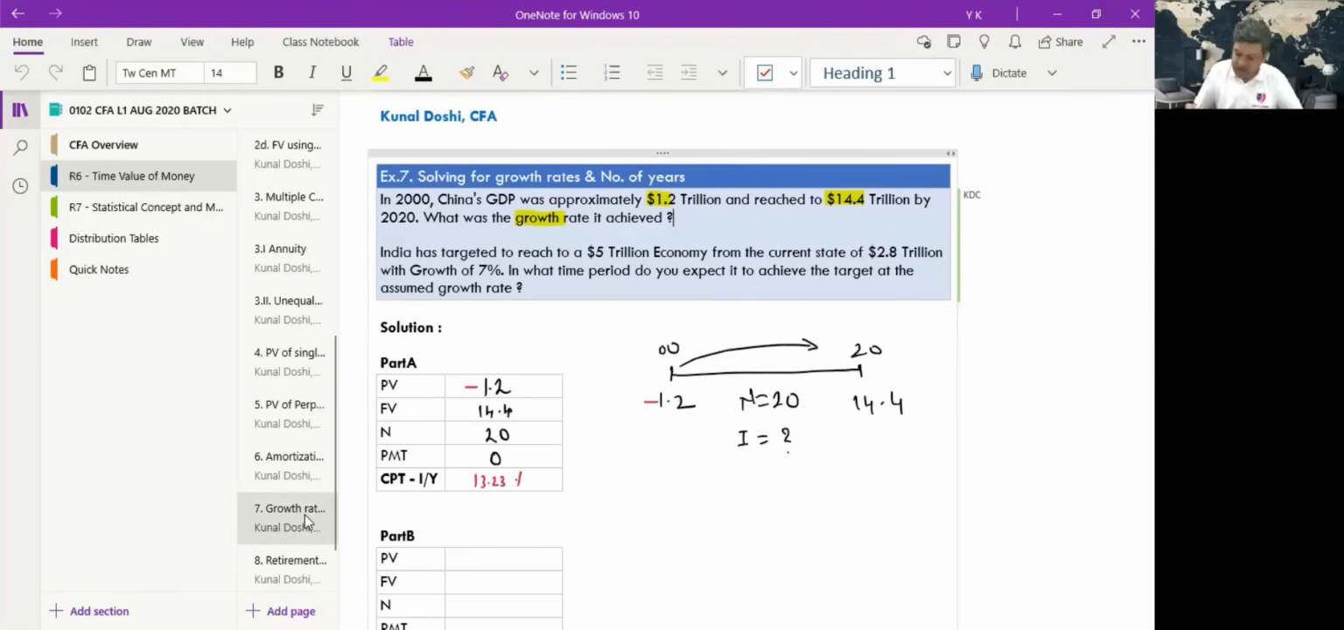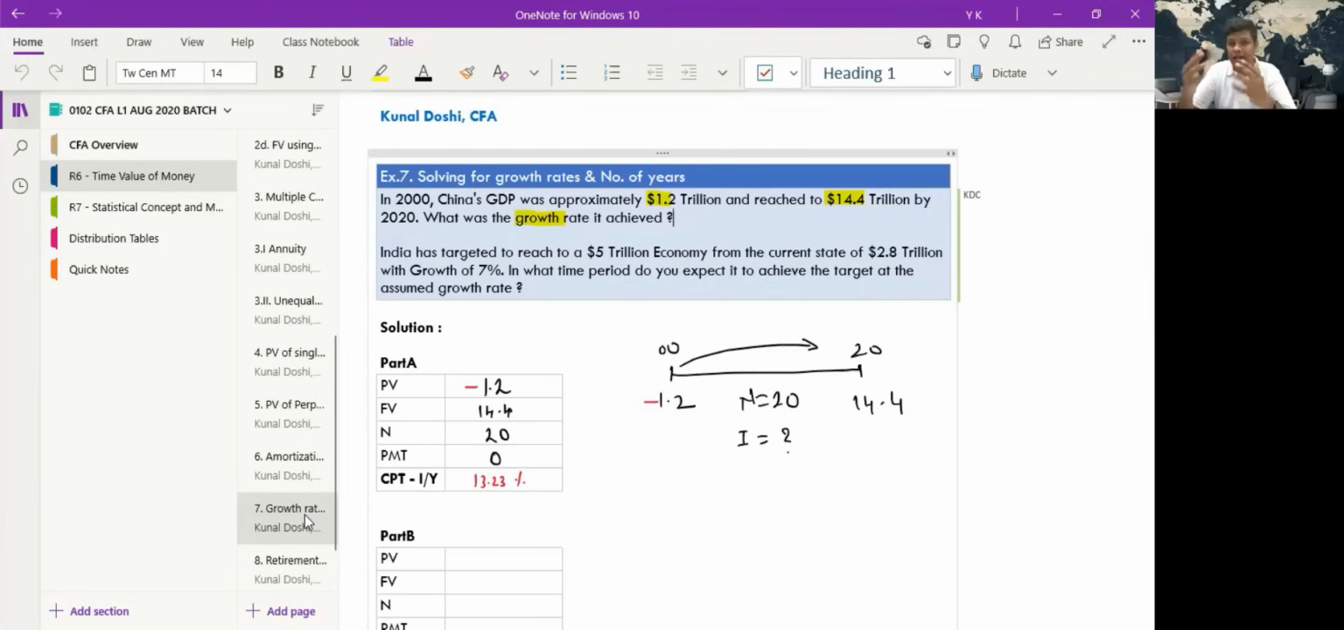13.23% is the answer. Guys, 1.2 PV negative, 14.4 FV, 20 N, and PMT 0. All those who are not putting PMT, assuming, "Why should I put it when it is 0?", are all going to face severe issues. Whenever there is no cash flow at any particular function, you have to overwrite it as 0.